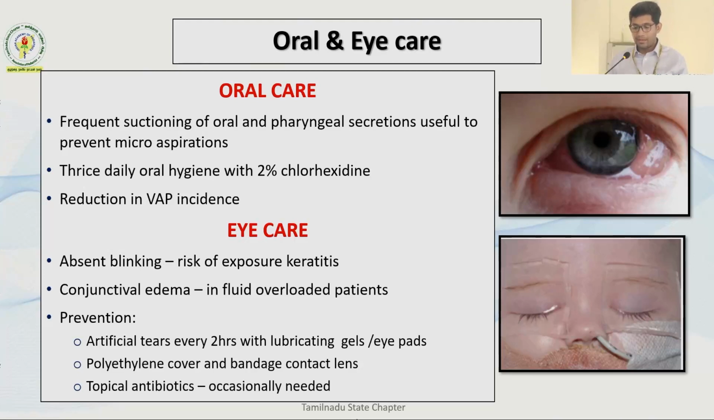Eye care: with absent blinking, and in a dry, air-conditioned environment, they develop exposure keratitis very quickly. Use artificial tears hourly or 2 hourly with lubricating eye ointments, followed by taping. Simple eye taping can also be useful.